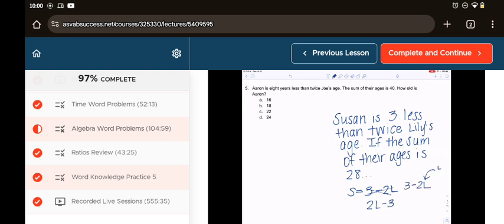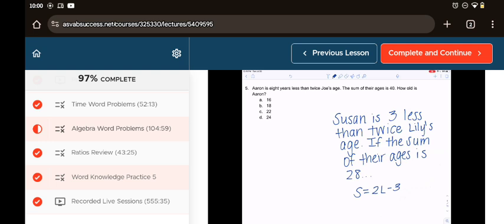So I'll give you an example. If 3 minus 2L, let's say L is 4. So it's 3 minus 2 times 4, which is 8. And this one would be 8 minus 3. 3 minus 8 is negative 5. 8 minus 3 is positive 5. Changing the order when we're subtracting makes a big difference. So it's important that when it tells us less than something, we write that something and then minus whatever it is. So let me rewrite this for you. Susan equals 2L minus 3, which is 3 less than twice Lily's age.